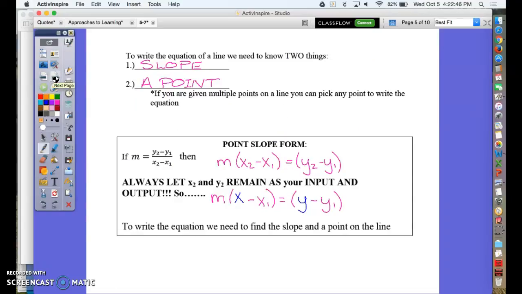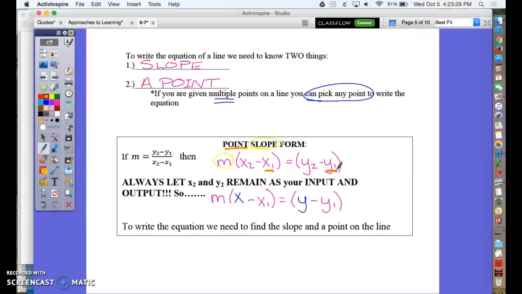There's two things you always need to know in order to be able to write the equation. You need to know the slope and you need to know a point. If you are given multiple points, you can pick any point to use. The point slope formula is called the point slope formula because you can easily see the slope in the equation, and you can also easily see a point that the line goes through. So the x sub 1 and the y sub 1 come from an ordered pair that the line goes through. And then m is your slope, which they will probably give you, okay?